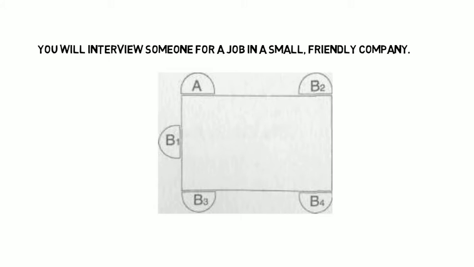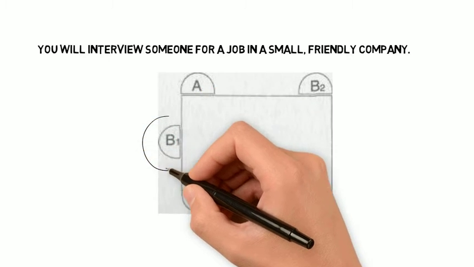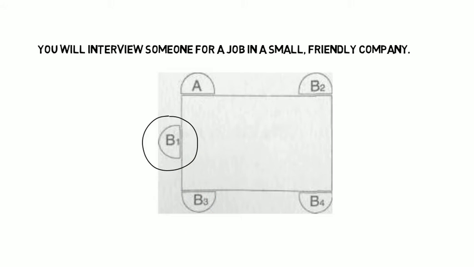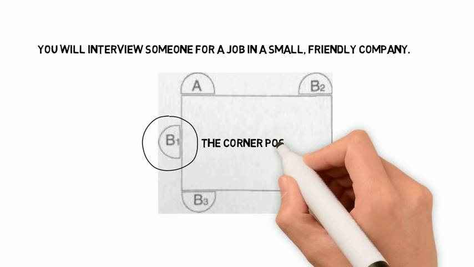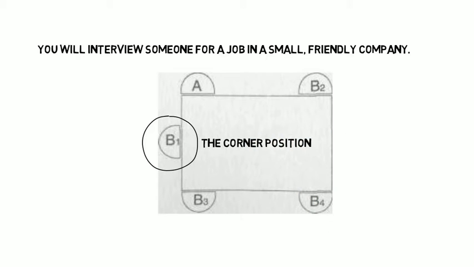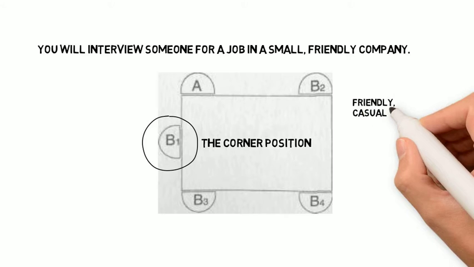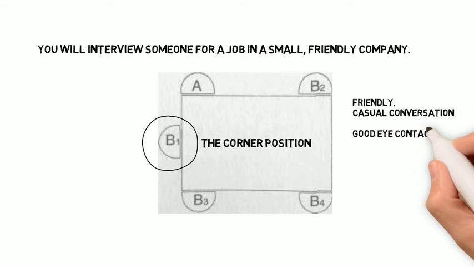Number 1. You will interview someone for a job in a small friendly company. Most people choose to sit at position B1. This seat is called the corner position. The corner position allows you to see the person clearly without seeming competitive as you might in B3. It is also not too familiar as it might be in B2.